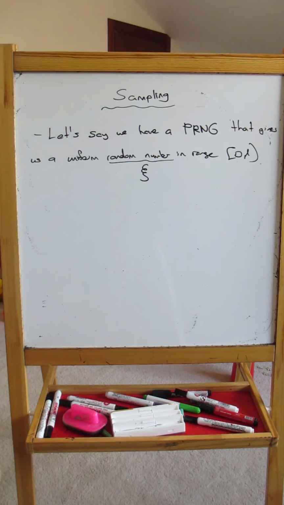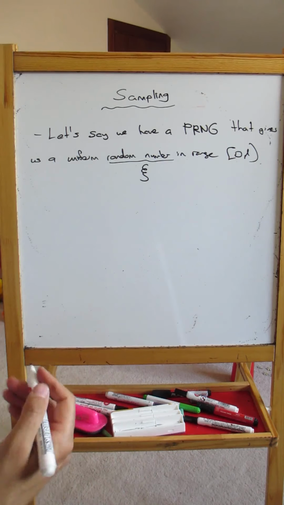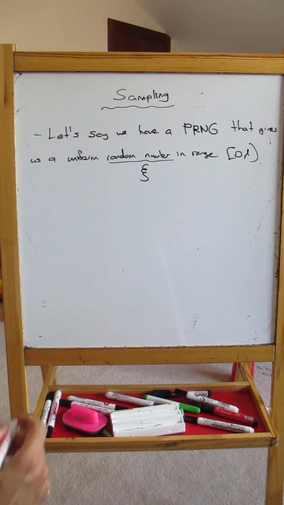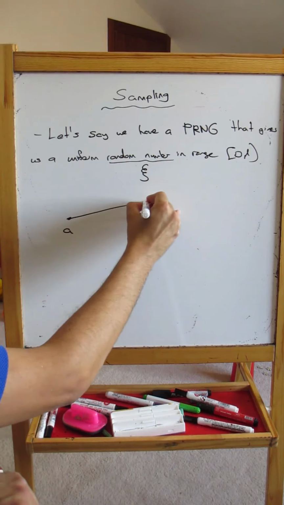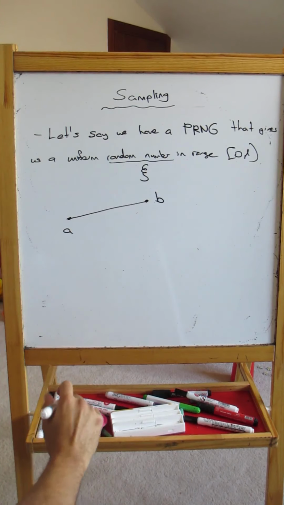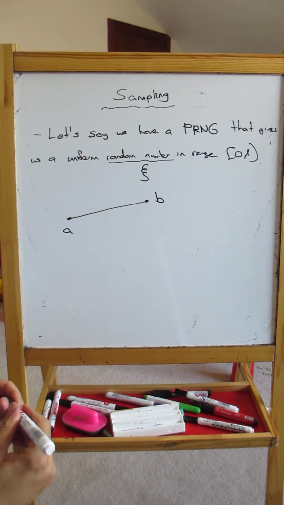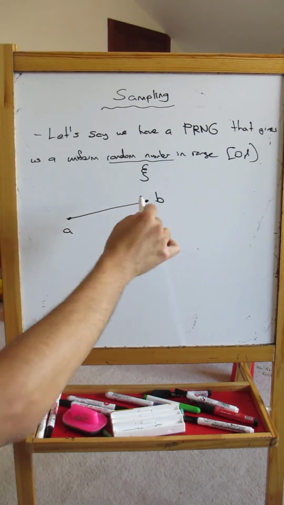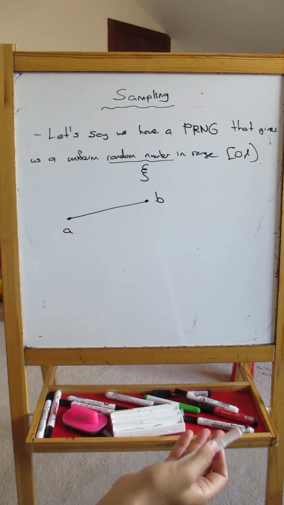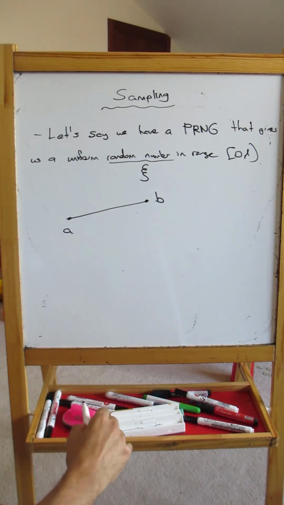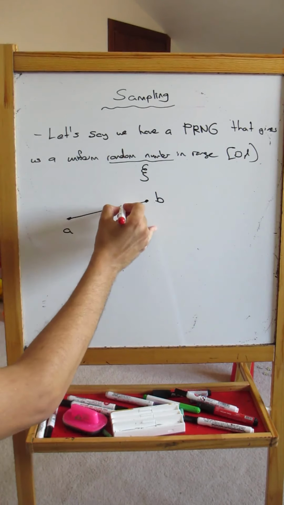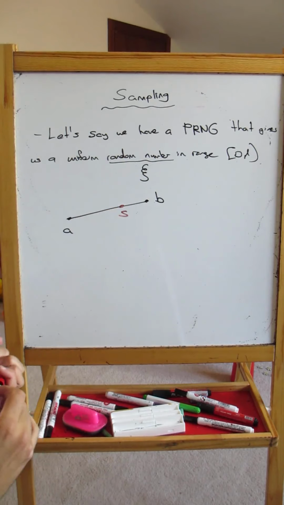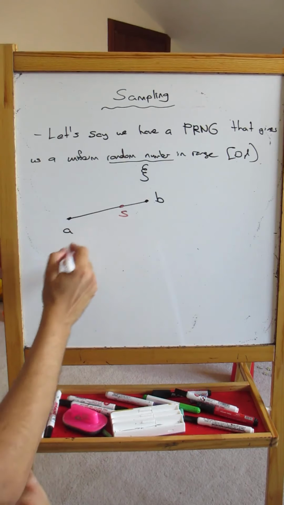Now, how can we use this number that we have to randomly sample along a line segment? Okay. So let's say we have a line segment from A to B. I want to sample randomly along this line segment, to generate points along it using this chi. It's a uniform random number, so I will be sampling uniformly. So let's say this is my sample position. So how do I compute my sample position?